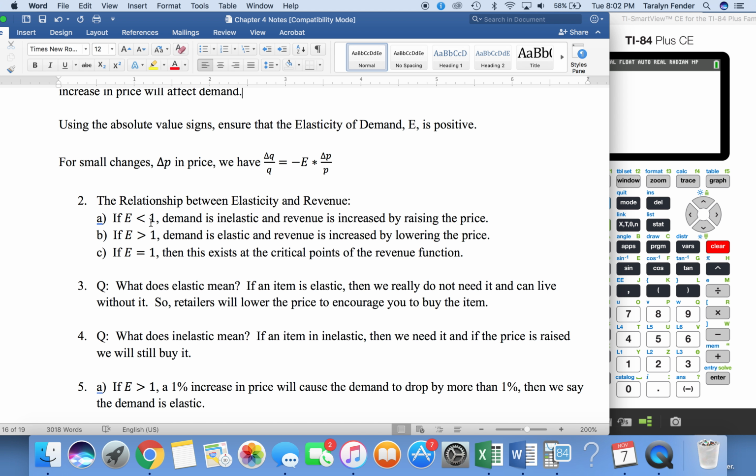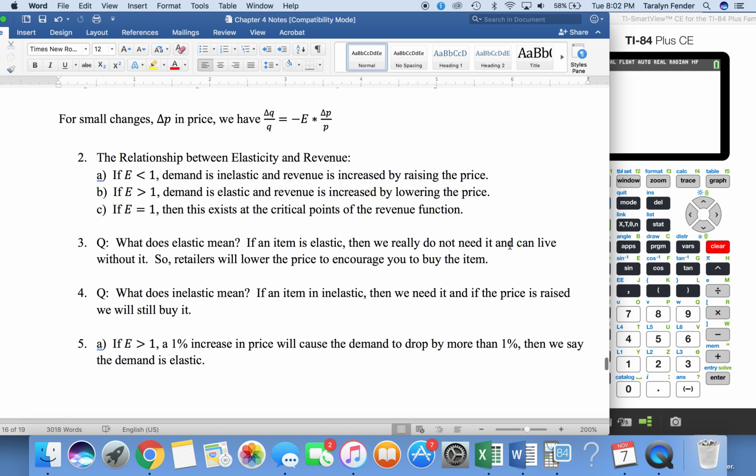If E is less than 1, the demand is inelastic and revenue is increased by raising the price. That means we're going to buy it if the price goes up. When E is greater than 1, the demand is elastic and revenue is increased by lowering the price. That means we don't have to buy it, so we're not going to buy it if the price is too high. If E is equal to 1, then this exists at the critical points of the revenue function.